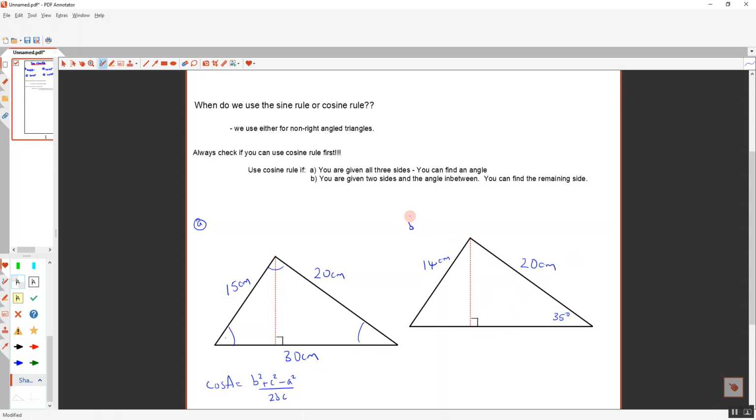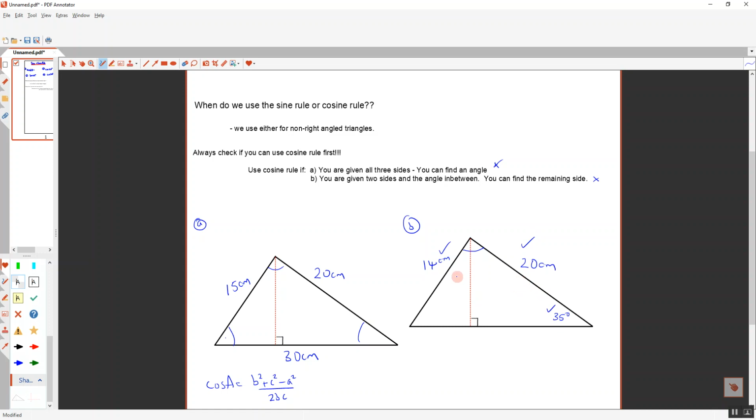Let's look at the second example. I'm given a triangle, I've got this side, and this angle. Can I use the cosine rule? Am I given all three sides? No, so that doesn't apply. Am I given two sides and the angle in between? I'm given this side, but I'm not given this angle. I'm given this side, not this side, but this angle. So I cannot use the cosine rule. I would have to use the sine rule.